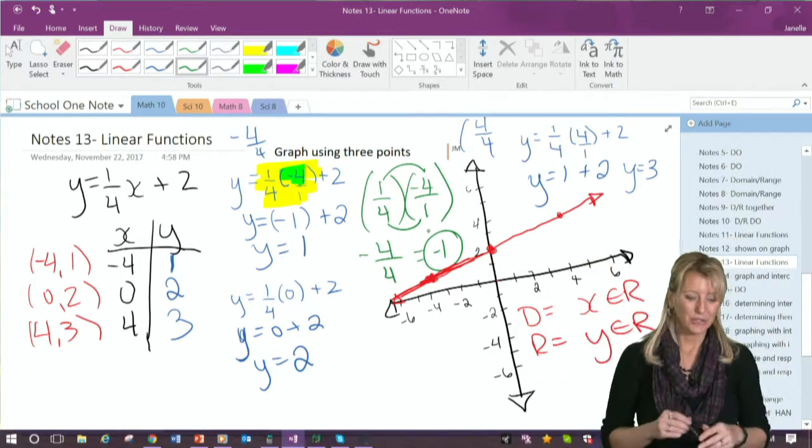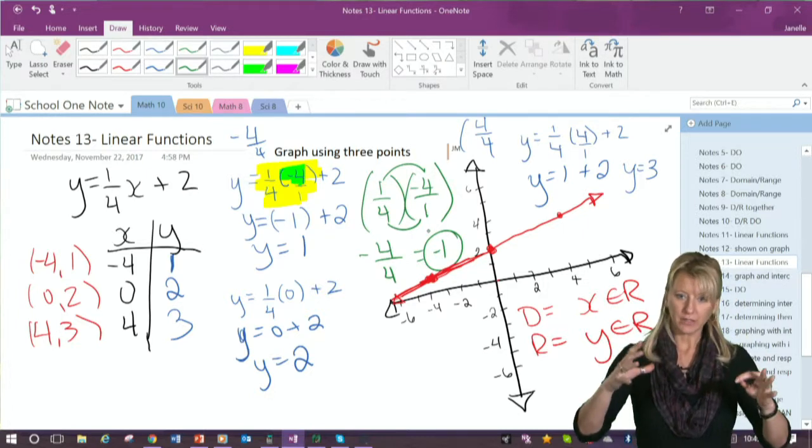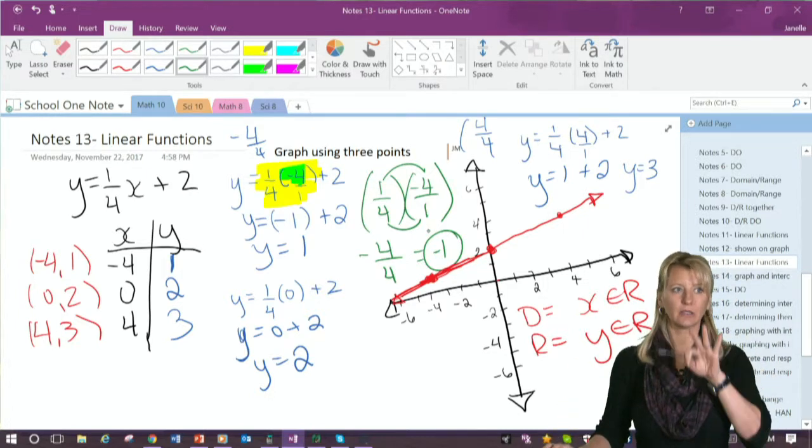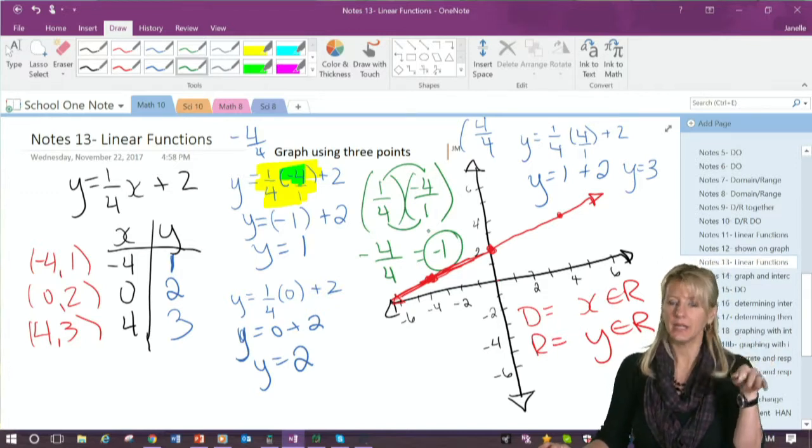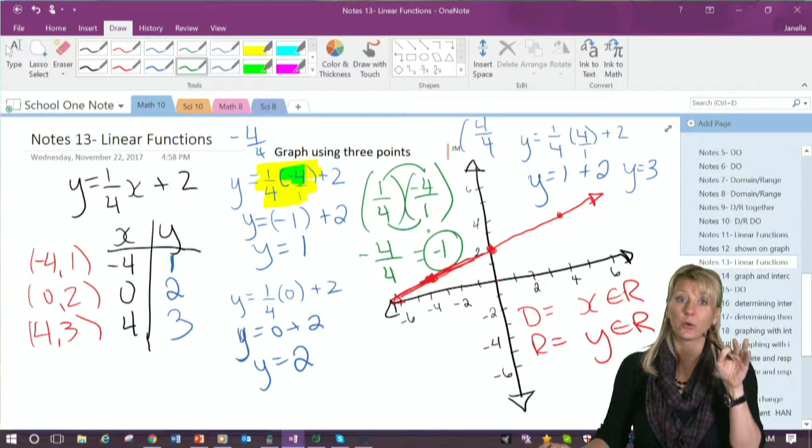All right. So that is the first part. So now what I'm going to show you is a little trick that you don't have to pick a ton of numbers in order to figure out how to draw that line.